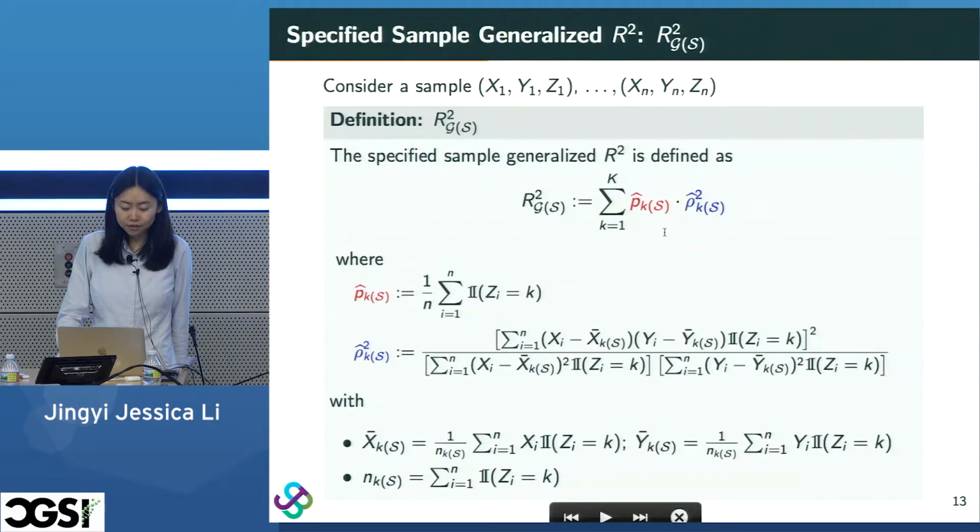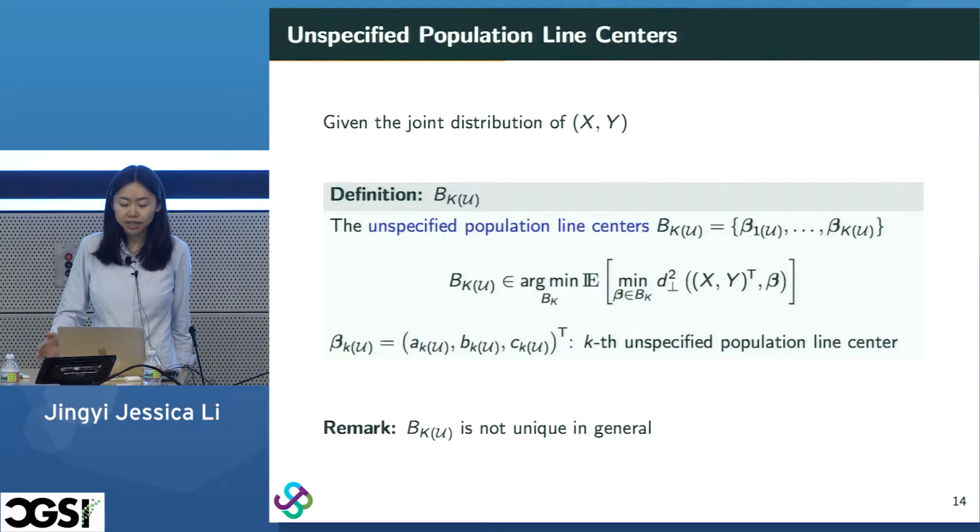Okay, so the specified case is not difficult. The unspecified case is more difficult, especially if I really want to have some population quantity so I can do statistical inference. So the population quantity is definitely based on the specified case. So I'm still trying to define k lines. But here the k lines can only rely on the joint distribution of x and y, not z anymore. I do not have the indicator variable.